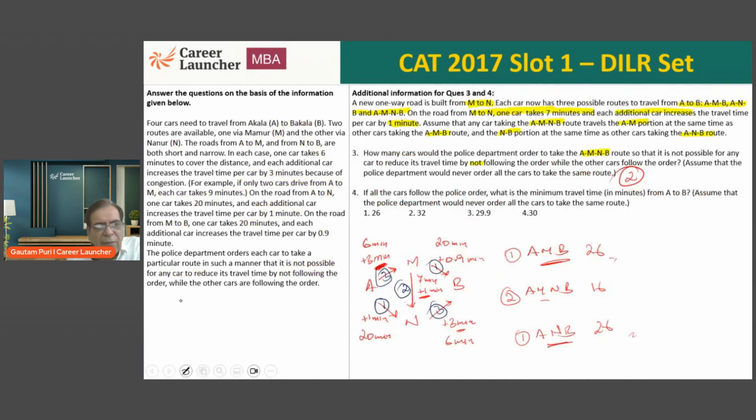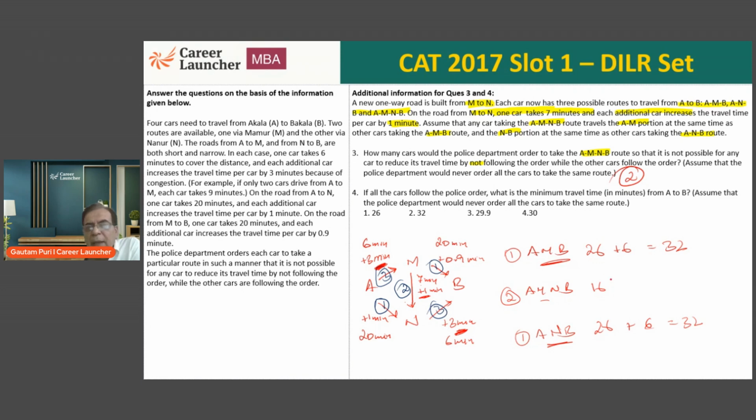So how much time for each of these segments? A and B, only 1 car is going, 26. But AM, there are going to be 3 cars. If there are 3 cars going through AM, that means extra time will be 6 minutes plus 6 minutes. So A and B will take me 32 minutes because MB there is only 1 car. Similarly, A and B, how much extra time? AN is only 1 car, so 20 minutes. But NB, there are 3 cars now, so additional 6 minutes plus 6, 32.